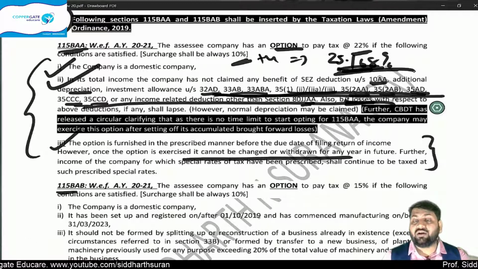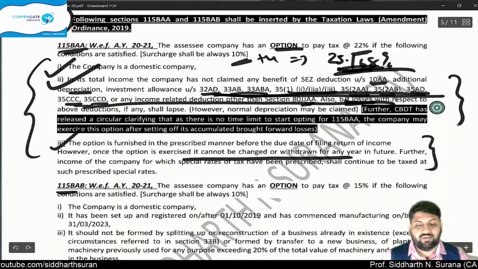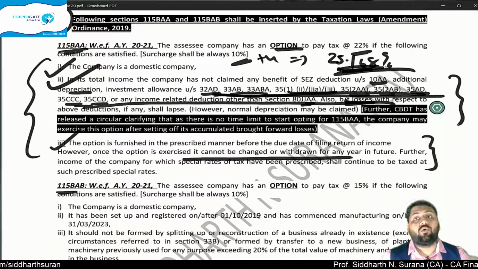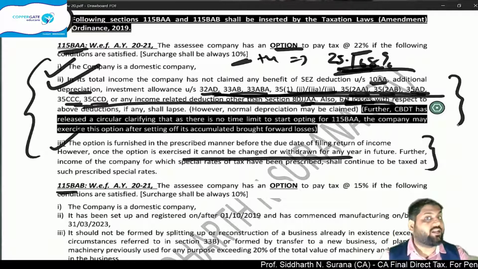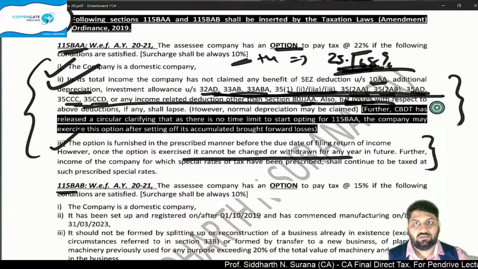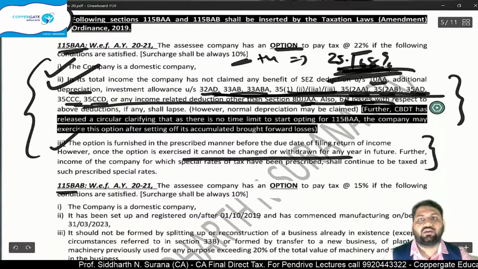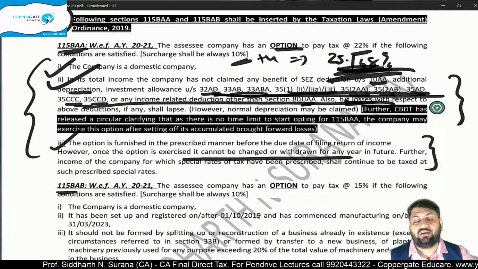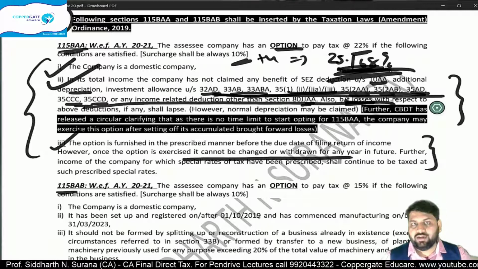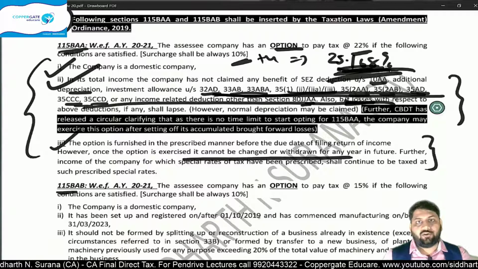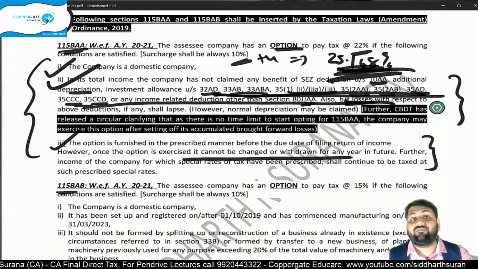But will there still be some companies who will continue in the old regime? Yes, any company who wants to take these tax benefits will continue in the old regime. Rates of tax will be normal, 30% or 25% if turnover was up to 400 crores, and MAT will also be applicable. That means there are still some companies that will be covered in MAT. Though the majority of companies will go for this concessional tax rate with MAT not applicable, there will still be some companies. That was BAA.